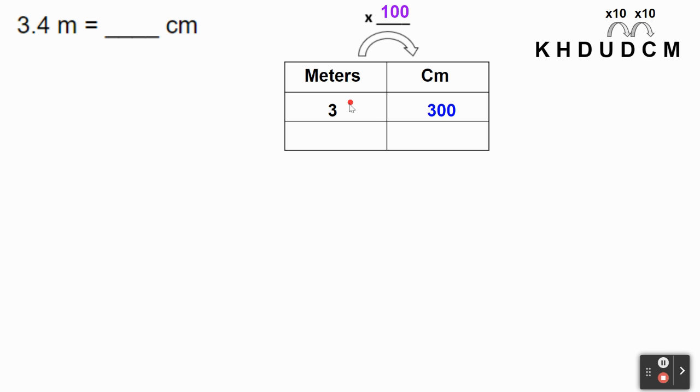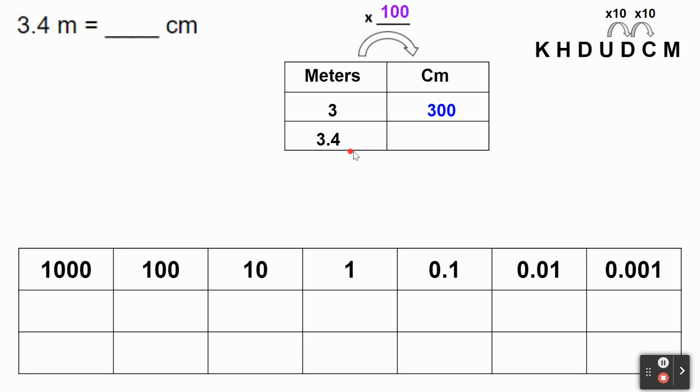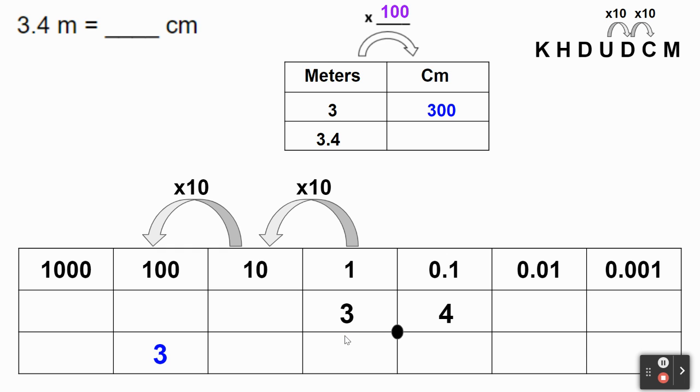But we don't have 3 meters, we have 3 and 4 tenths meters. Same thing, let's multiply by 100. We can use the place value chart to help us. We'll place 3 and 4 tenths into our place value chart. And once again, we're multiplying by 100, so each digit is going to shift 2 places to the left. So that 3 is going to be in the hundreds place, and the 4 is going to be in the tens place. Since there's nothing in the ones place, we're going to place a 0. So 3 and 4 tenths meters is the same as 340 centimeters.